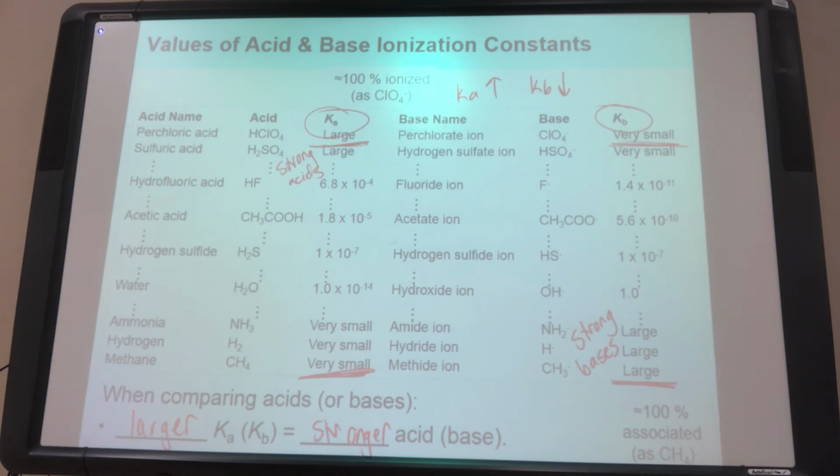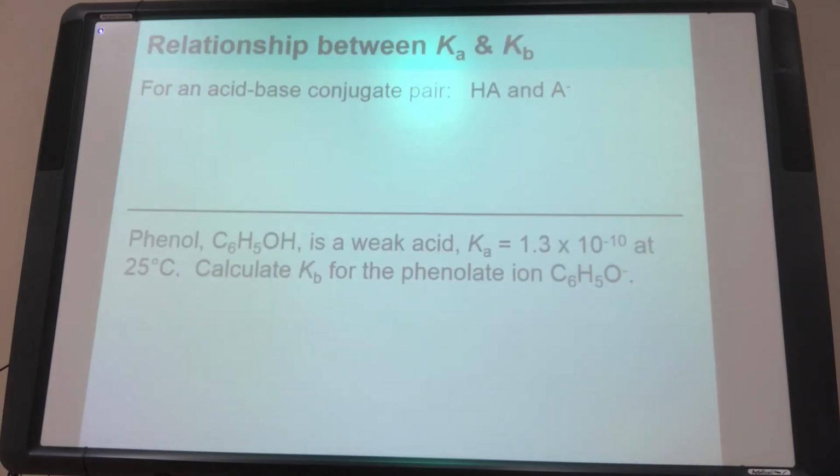All right, so let's talk about their relationship. We know that an acid and its conjugate base, an acid-base conjugate pair, are related to each other. So let's talk about how. It's going to have a Ka and a Kb. What happens if I multiply those two together? Let's write out the Ka. Ka is H3O+ times A- over HA. Kb would be HA times OH- over A-.